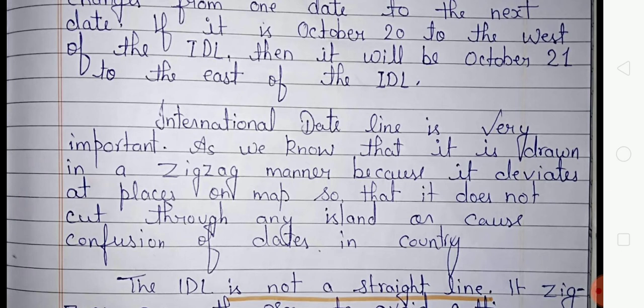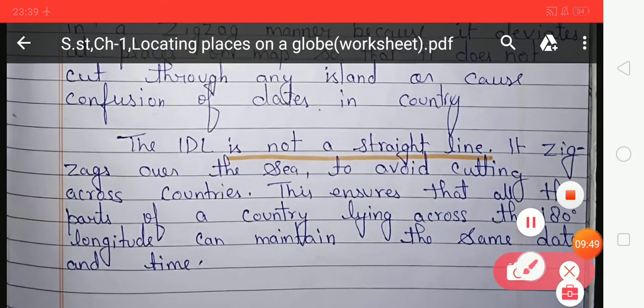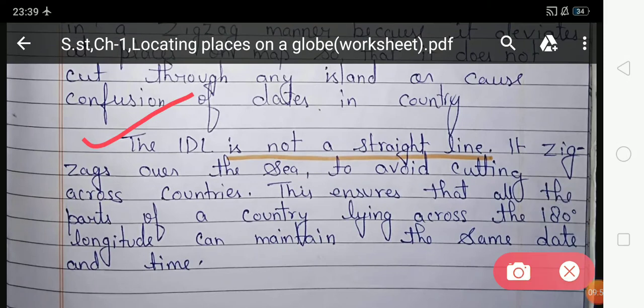Next, why is it not a straight line? Why is the date line not a straight line? Look at this. The International Date Line zigzags over the sea to avoid cutting across countries. They ensure that all parts of a country lying across the 180-degree longitude maintain the same date and time. So student, the International Date Line is not a straight line because it zigzags over the sea to avoid cutting across countries.